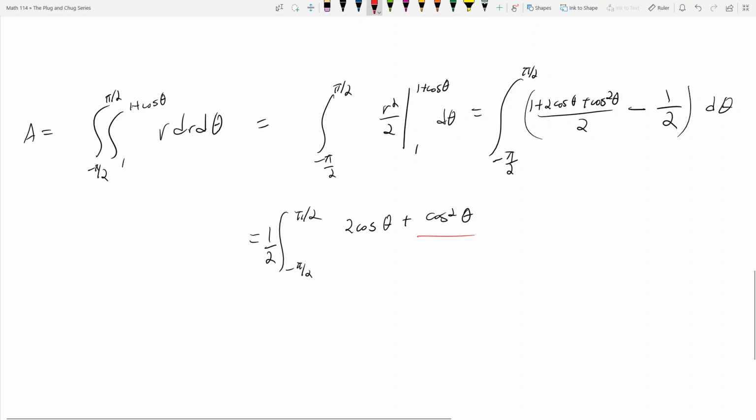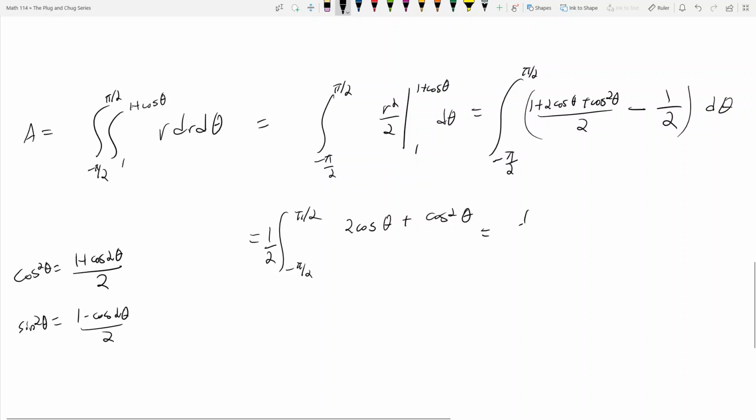Cosine squared theta is a little harder to integrate. So this is where you have to bring back some trig identities. Okay, and how do we bring back a trig identity? Which trig identity do I need to bring back? Well, cosine squared theta is equal to (1 plus cosine 2 theta) over 2, if you guys remember that one. The other one that comes up a lot is sine squared theta is (1 minus cosine 2 theta) over 2. All right, so these are just trig identities that you need to remember.